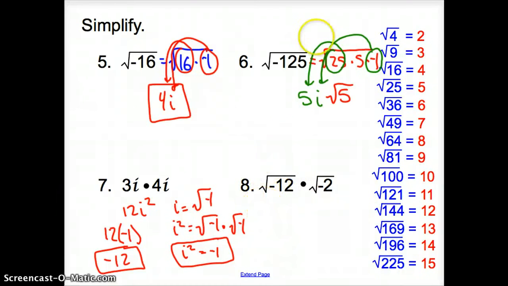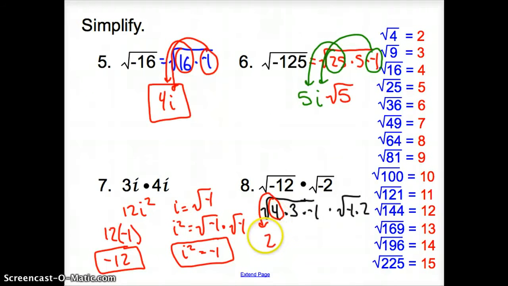Well, I know, and I'm going to change my color real quick. I know that 12 is the same thing as 4 times 3 times a -1, and then still times the square root of a -1 times 2. So what can I take out right now? I can take out a 4. The square root of 4 is 2. The square root of -1 is i. You are left inside with a square root of 3.